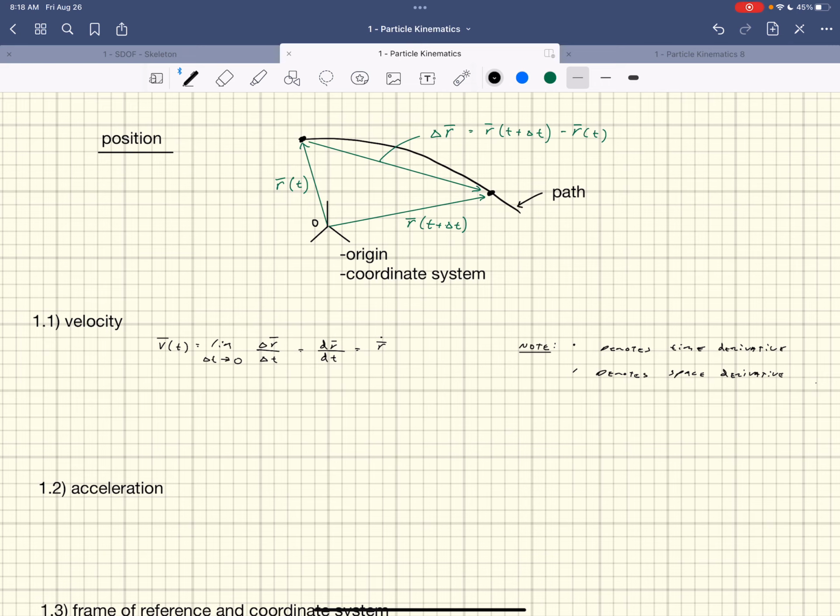Okay, so that is the velocity. Then one more comment to make: velocity is tangent to the path.